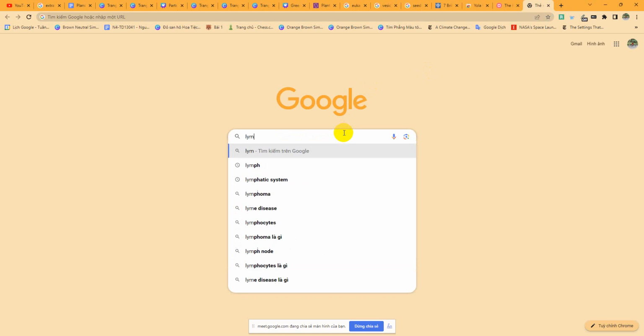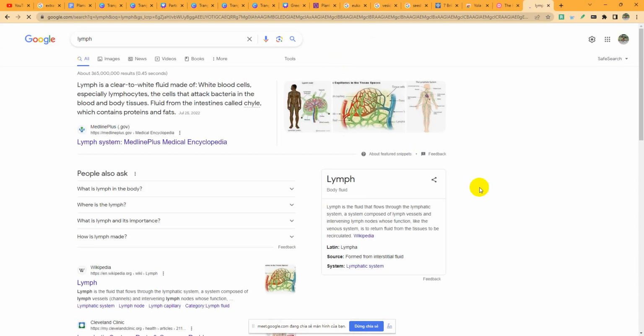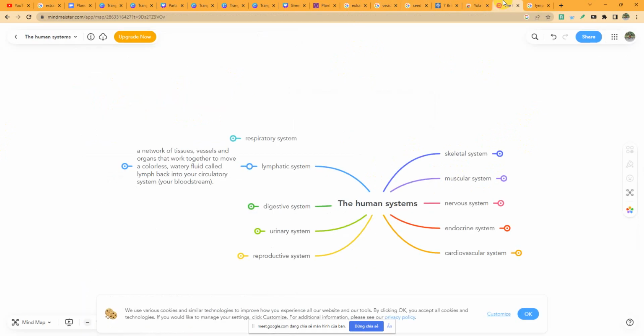Let me just do a quick bit of research, because I think it's kind of hard and a little bit hard to understand, but let me see. Lymph is a clear to white fluid made of. Oh, wait a minute. As long as I remember, the lymphatic system has another term, which is, what is it? The immune system. Yes, the immune system. And the immune system is responsible for attacking outside viruses or illnesses.